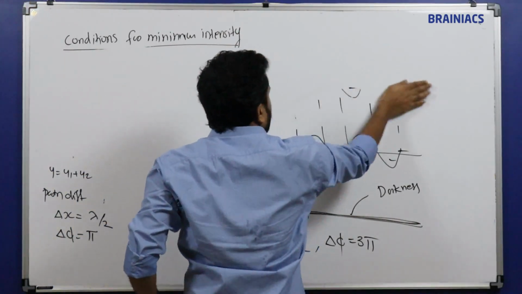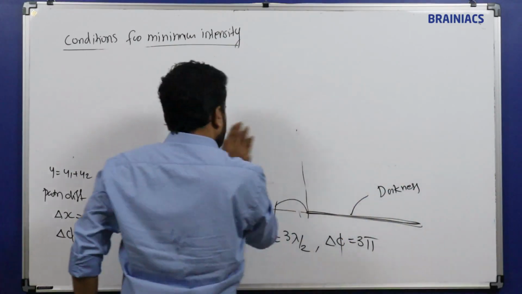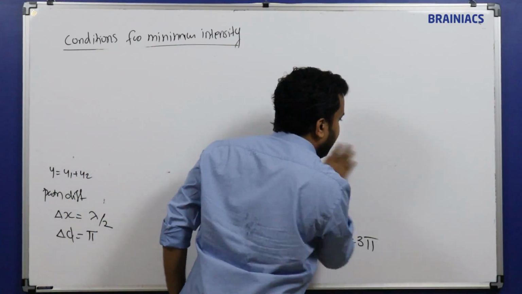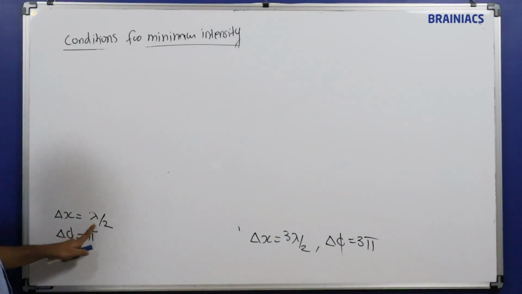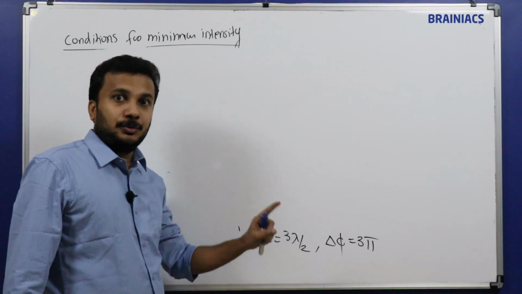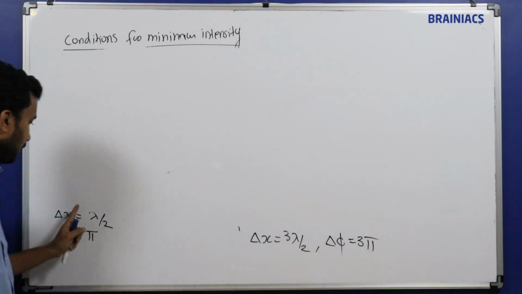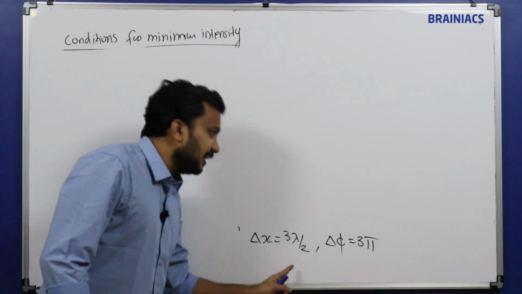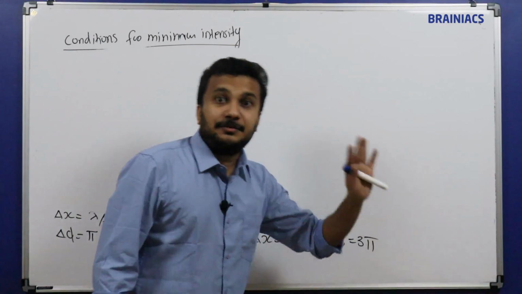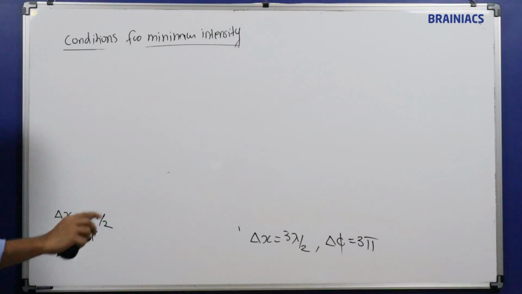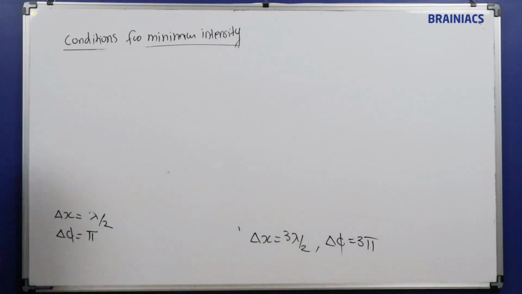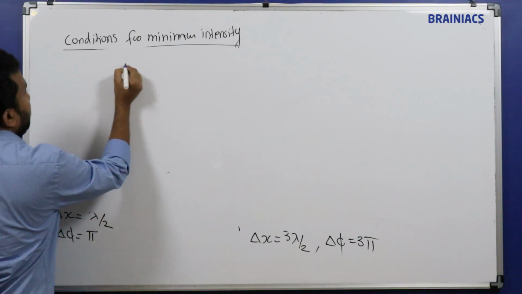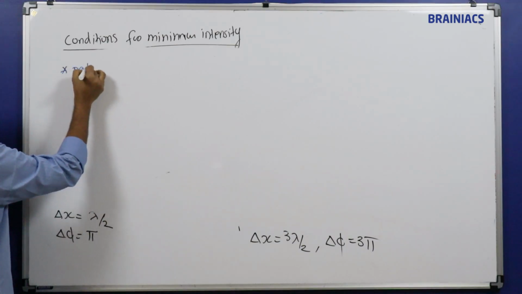Now, what is the condition for destructive interference? For destructive interference to happen, your path difference equal to, how much should come? Path difference lambda by 2, 3 lambda by 2, odd numbers will come. See, 1 lambda by 2, 3 lambda by 2. What will come next? 5 lambda by 2. It goes like that. Phase difference 1π, 3π, like that it will come. Okay, so we'll write conditions for minimum intensity, path difference.